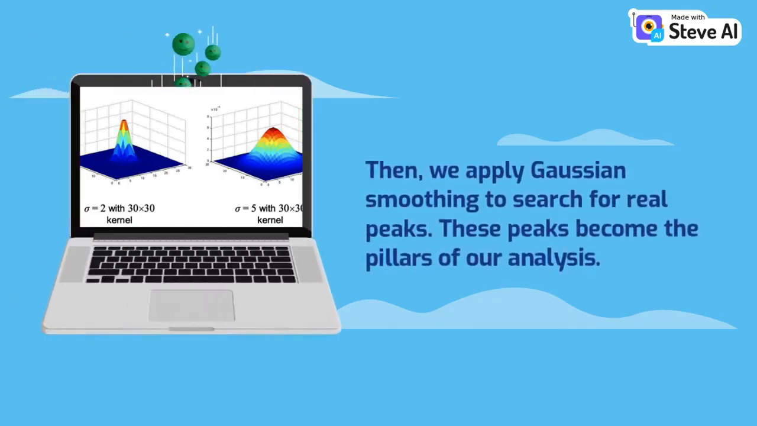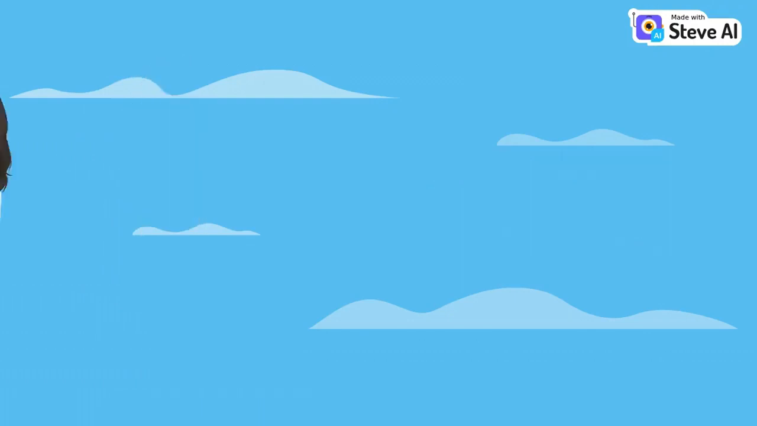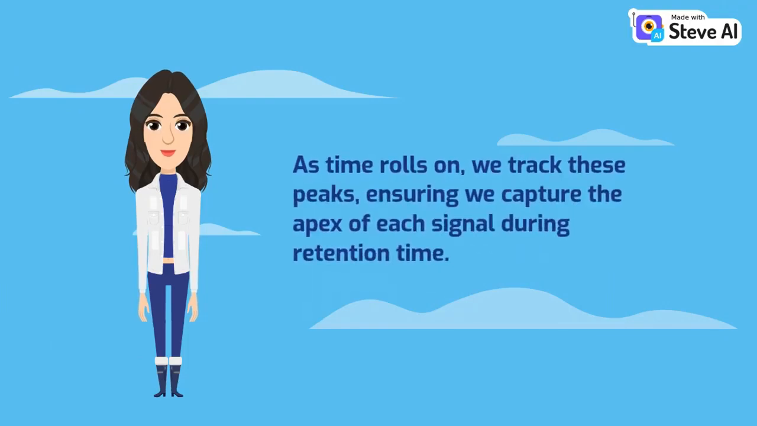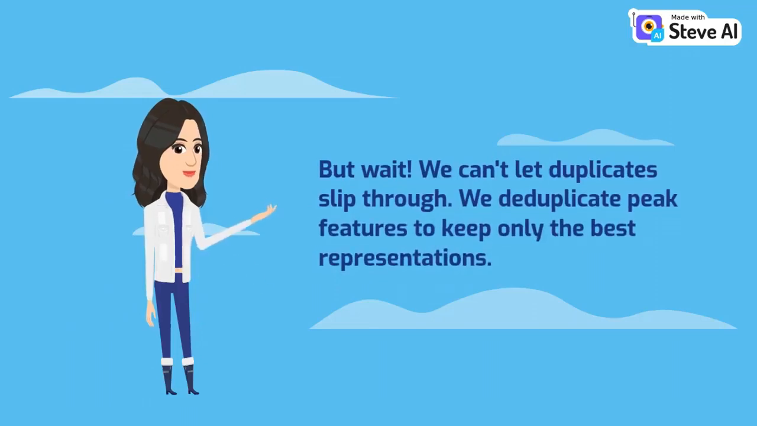Then, we apply Gaussian smoothing to search for real peaks. These peaks become the pillars of our analysis. With local maxima identified, we fit 2D Gaussians around them, extracting crucial peak parameters. As time rolls on, we track these peaks, ensuring we capture the apex of each signal during retention time. But wait! We can't let duplicates slip through. We deduplicate peak features to keep only the best representations.